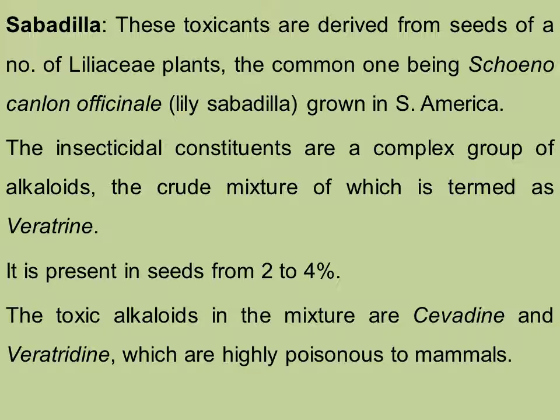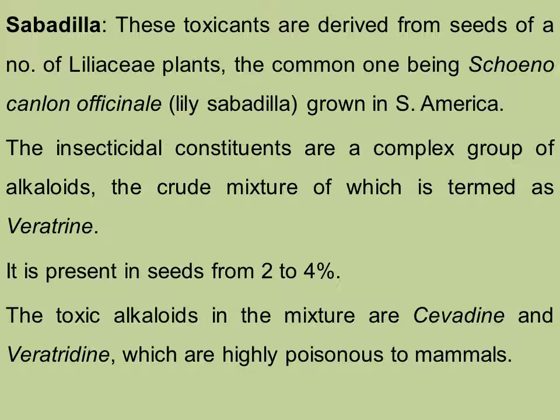Now, these toxicants are derived from seeds of a number of liliaceae plants, the common one being Schoenocaulon officinale, that is lily. It's a lily and commonly known as Sabidilla, grown in South America. The insecticidal constituents are a complex group of alkaloids, the crude mixture of which is termed as veratrine. It is present in seeds from 2 to 4%.